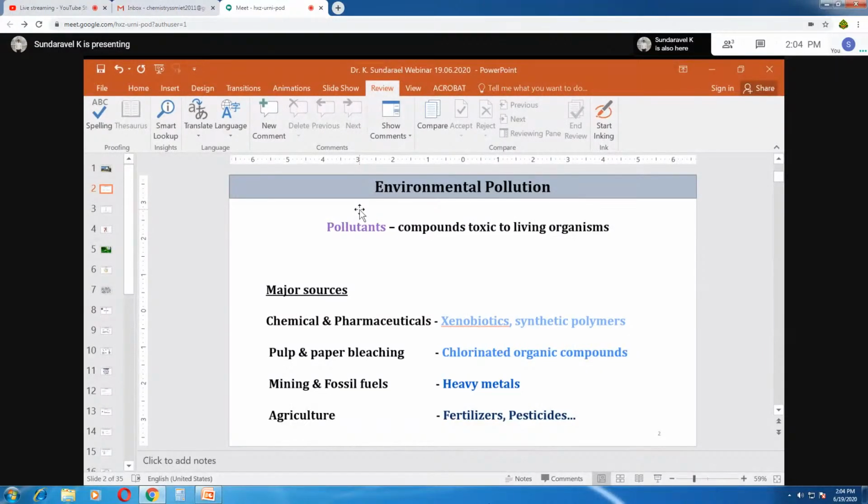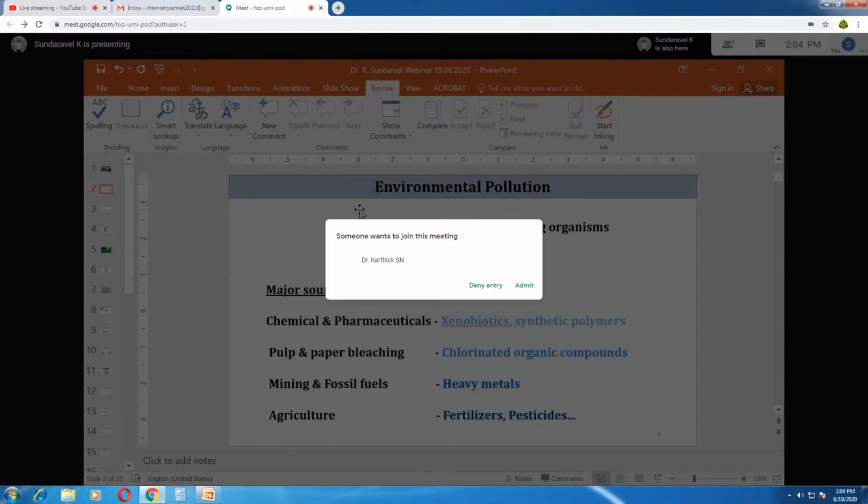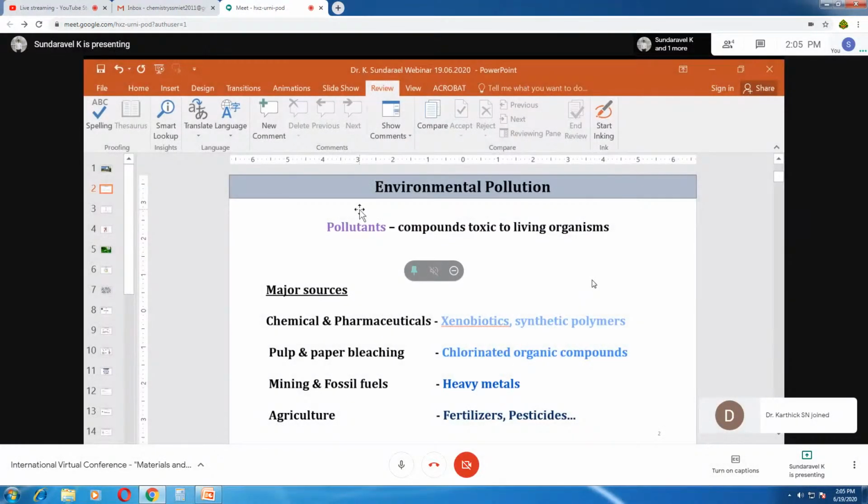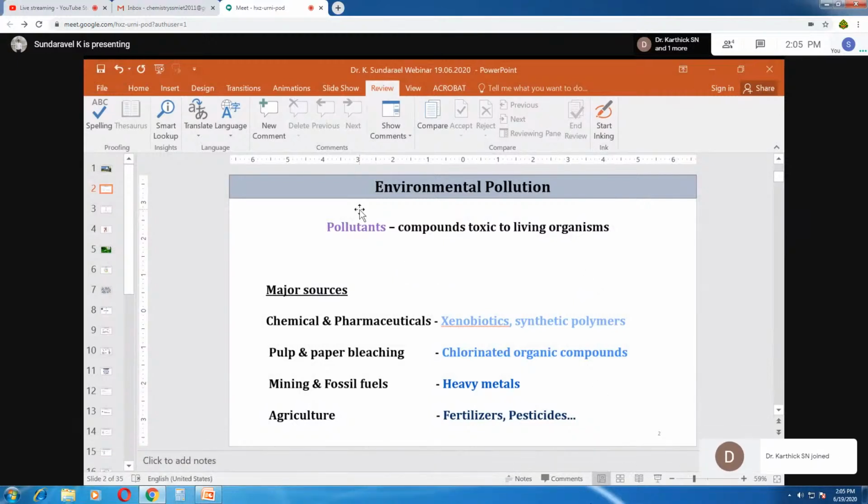The sources of the toxic pollutants are nothing but our day-to-day activity. Chemical industries and pharmaceuticals produce a large quantity of xenobiotics as well as polymers, and paper pulp and bleaching action generate a huge amount of chlorinated organics. Due to mining and fossil fuel activities, heavy metals are released, and the higher usage of fertilizers and pesticides in agriculture also causes major pollution.